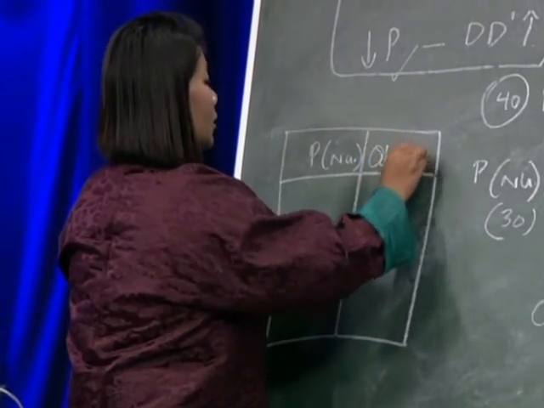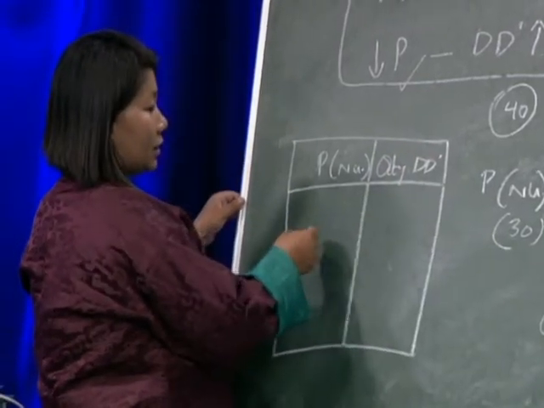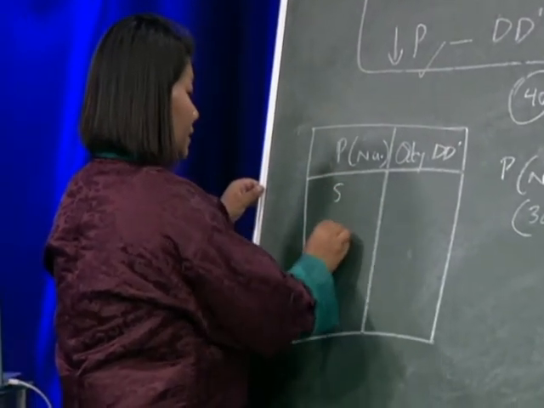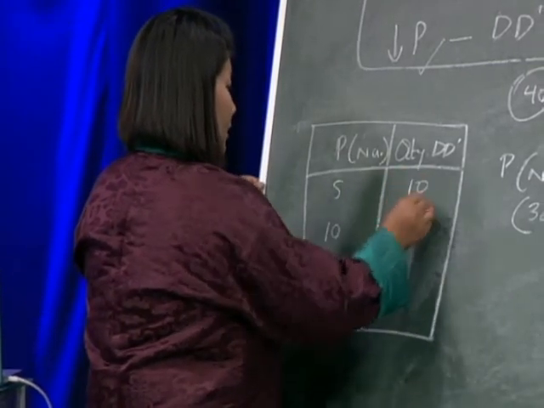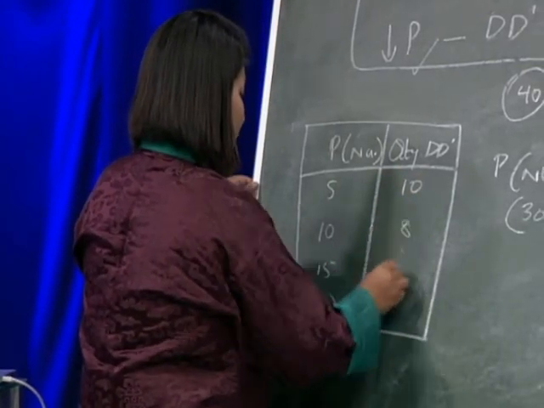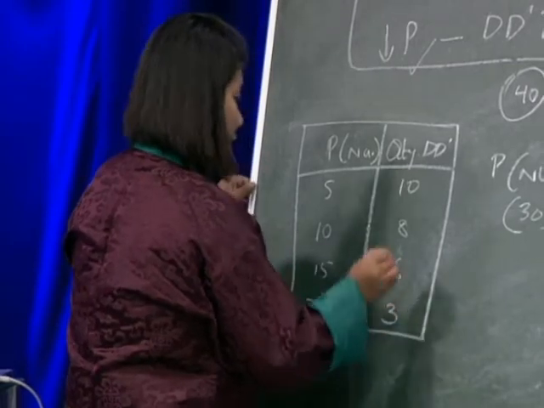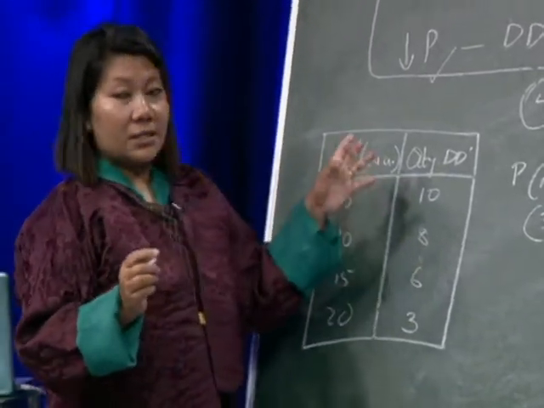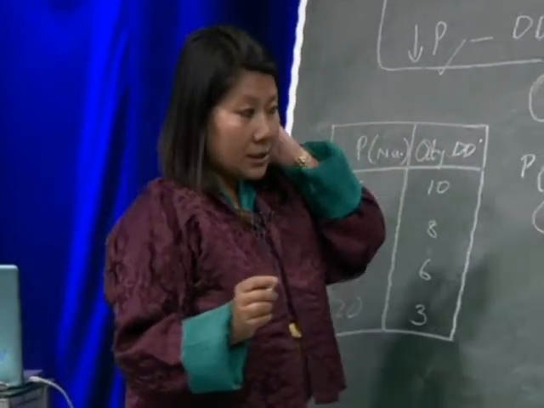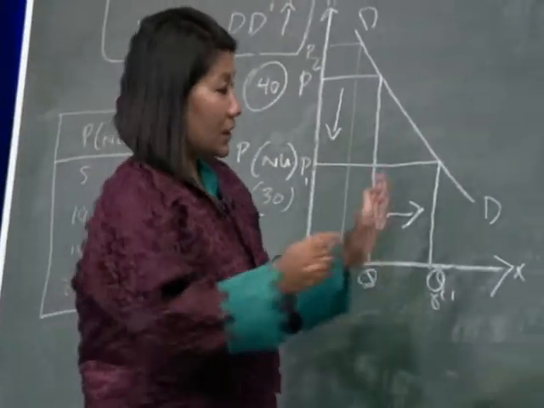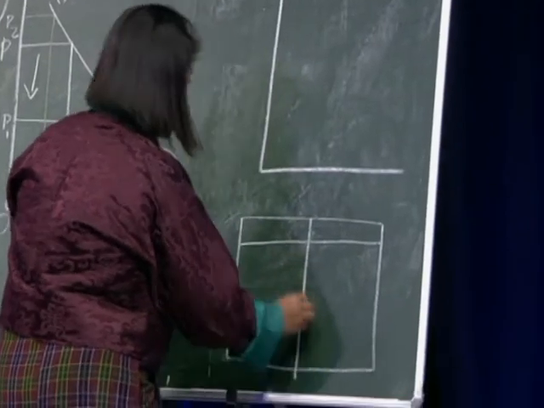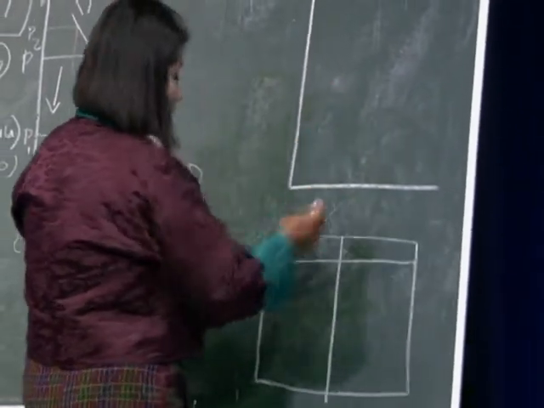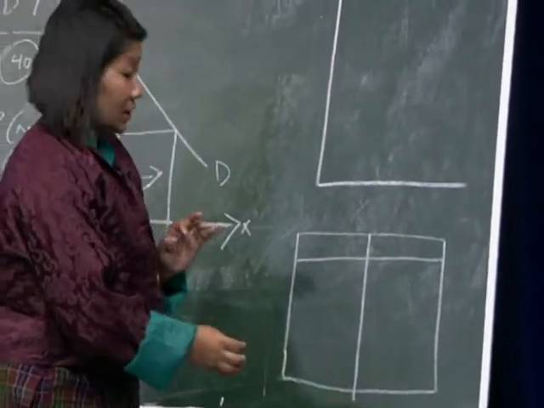This is the quantity demanded on the right hand, on the left hand is the price. So, 5, 10, 15 and 20, and so here 10, 8, 6 and 3. So, this is the schedule for the law of demand, and this is our law of demand curve. Now, let us have the schedule for the exceptions to the law of demand. Before we move on with the graph, first let us complete the schedule.